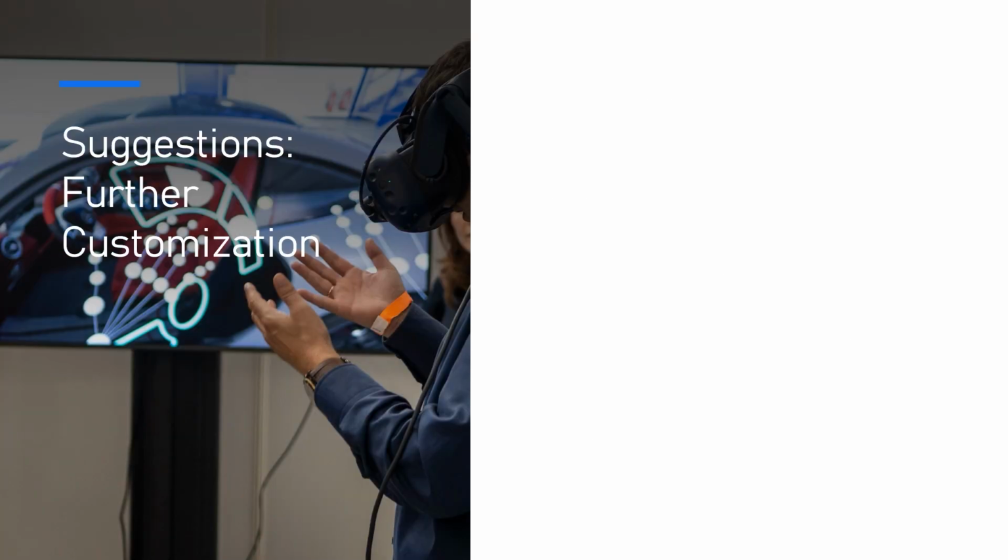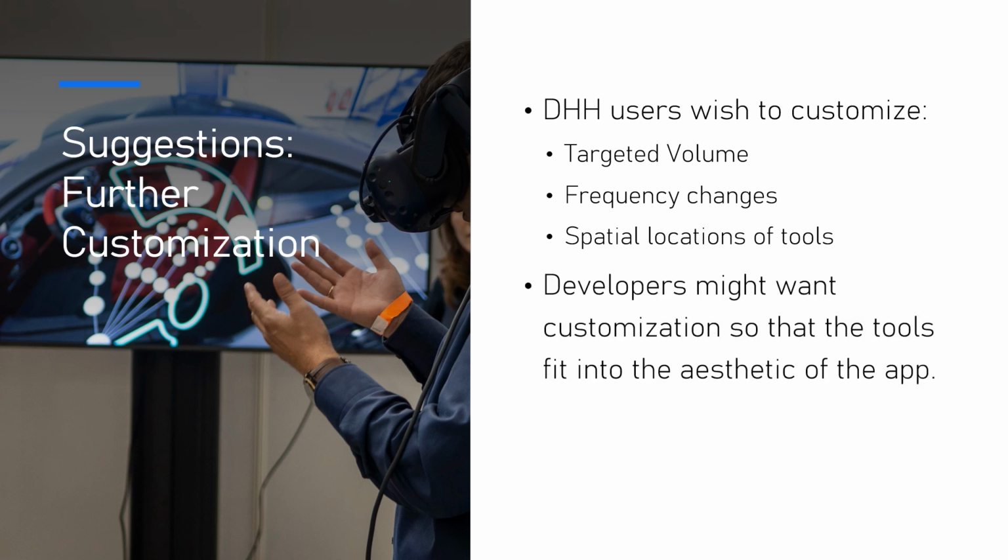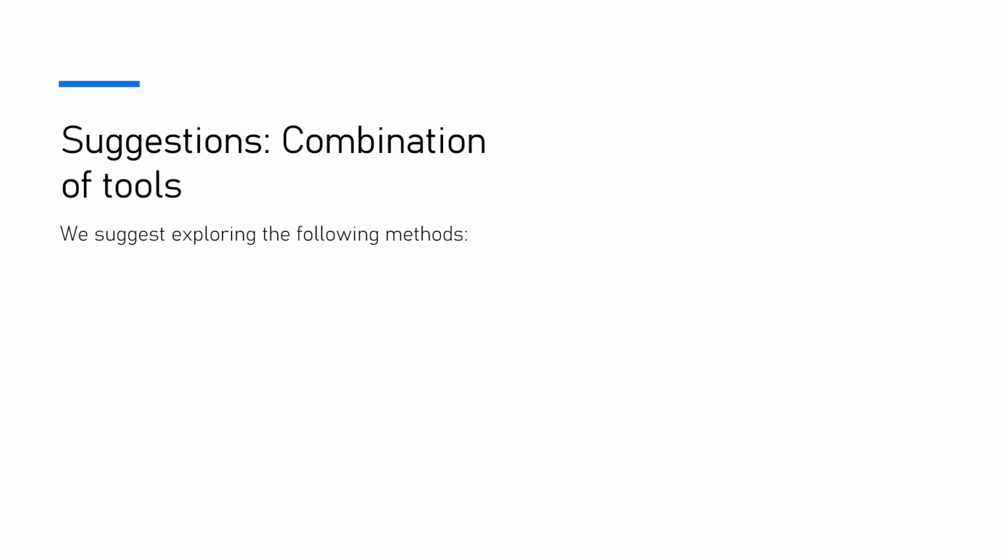The studies also revealed suggestions for future iterations of the tools. Participants from both studies indicated the need to further customize the tools. DHH users mentioned customizing the targeted volume, frequency changes, and the tool's spatial locations. On the other hand, developers might want customization so that the tools fit into the aesthetic of the app. Another suggestion mentioned by participants from both studies is the combination of tools for expanded functionality.